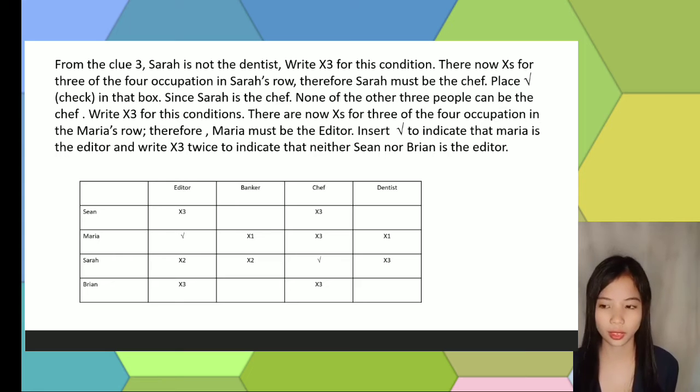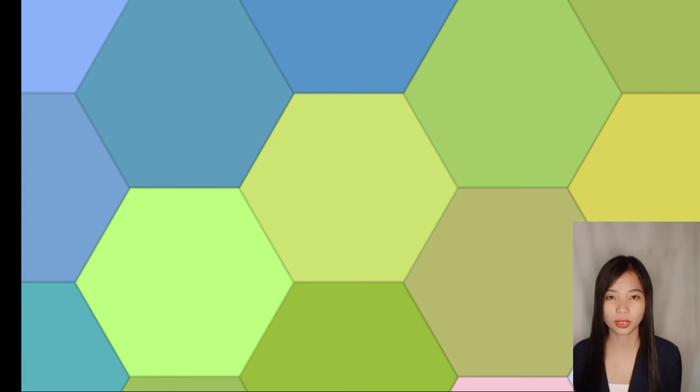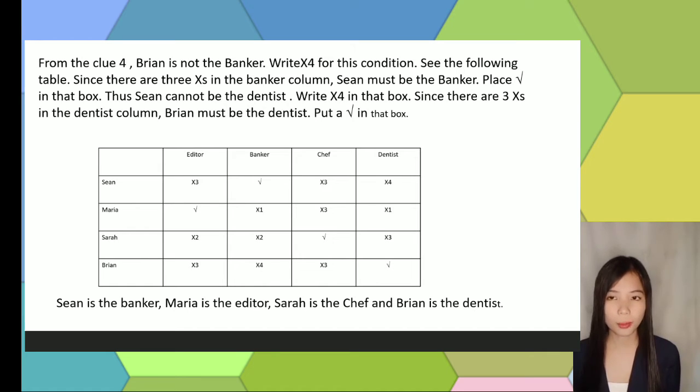There are now X's for 3 of the 4 occupations in Maria's row. Therefore, Maria must be the editor. Insert a check to indicate that neither Sian nor Brian is the editor. Let's now proceed to the last clue. From clue number 4, Brian is not the banker. Write X4 for this condition.